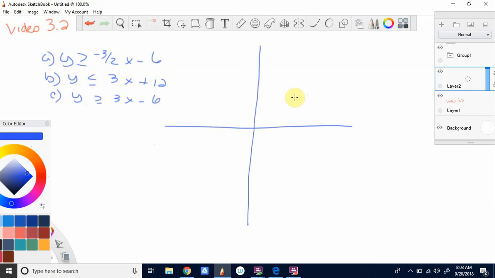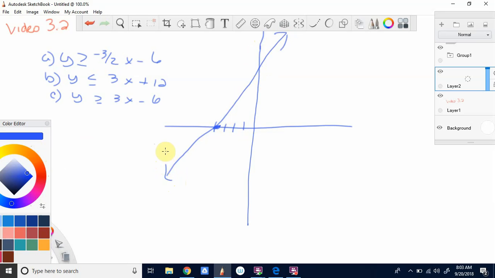So the first one is going to go through 1, 2, 3, 4. 1, 2, 3, 4 here. And it's going to go way up here somewhere. So we're just going to go ahead and draw this line through this point. Okay, I didn't draw it very good, but it's going to go really high.